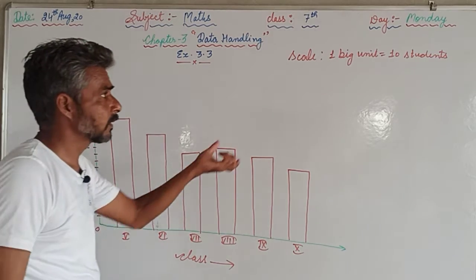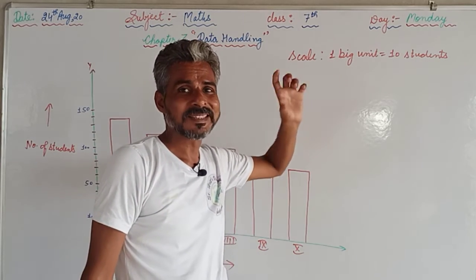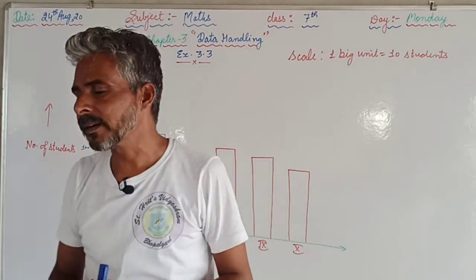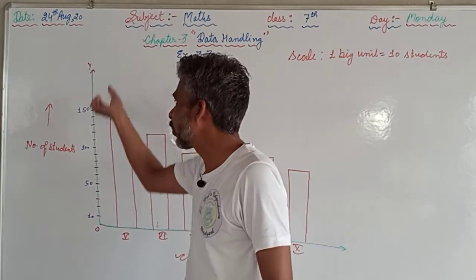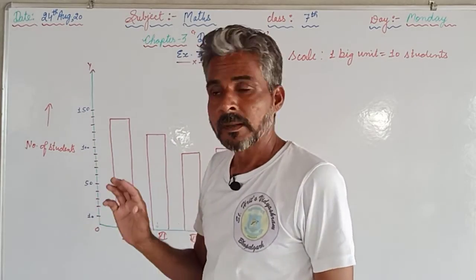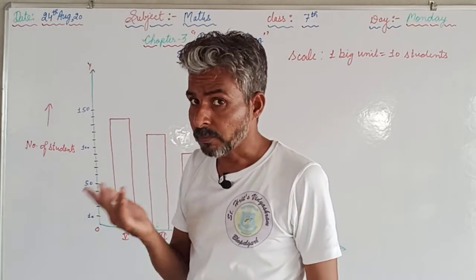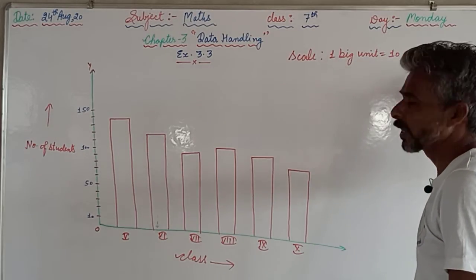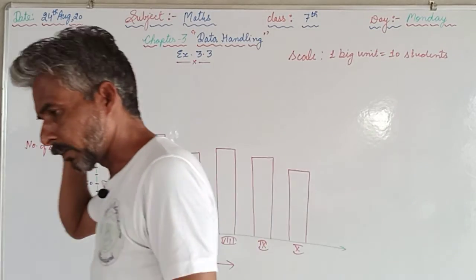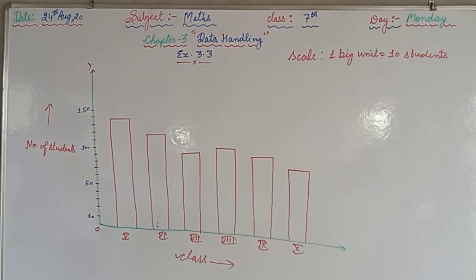The main thing is the scale. First of all, you are supposed to select a suitable scale. If we take one big square equal to 1 student, then there are not 135 squares in your graph notebook. That's why we have selected one big unit equal to 10 students. Like this we are supposed to select the scale. Afterwards we are supposed to draw the graph. I hope that you have understood.